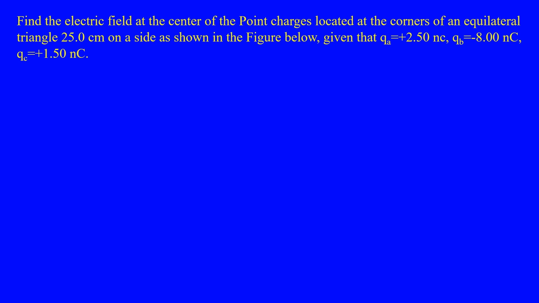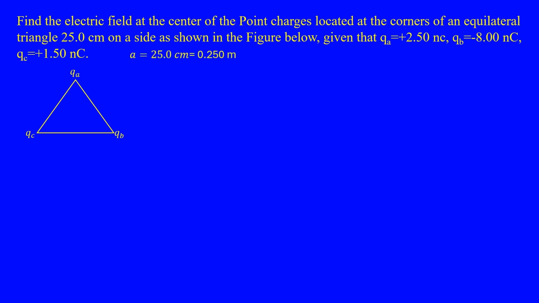Find the electric field at the center of the point charges located at the corners of an equilateral triangle 25.0 centimeter on a side as shown in the figure below. Given that Q sub A, that's a charge at A, is positive 2.50 nanocoulomb, the charge Q sub B is negative 8.0 nanocoulomb, the charge Q sub C is positive 1.50 nanocoulomb.